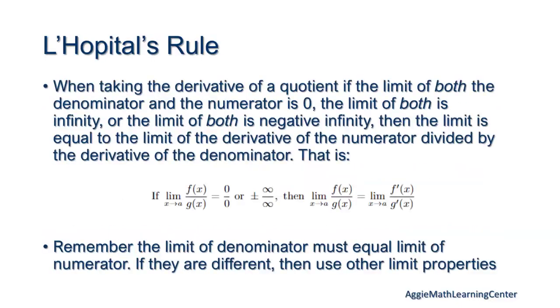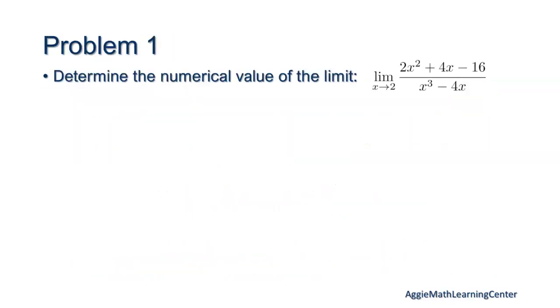So that's what this part says. If we take the limit at the point and it comes out to 0 over 0 or positive or negative infinity over positive or negative infinity, then we can take the derivative of the top, the numerator, and then the derivative of the denominator, and then take the limit of that again and see what we get. So super, super helpful. Let's do a couple of them.